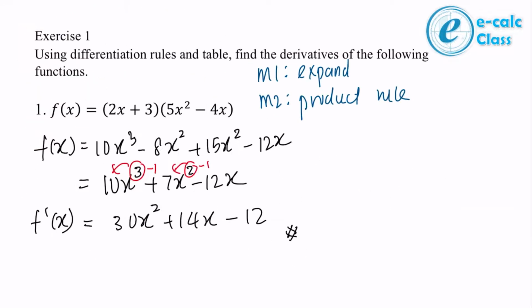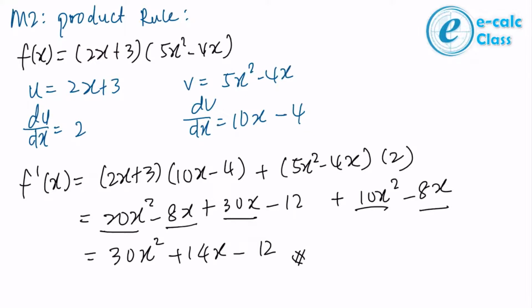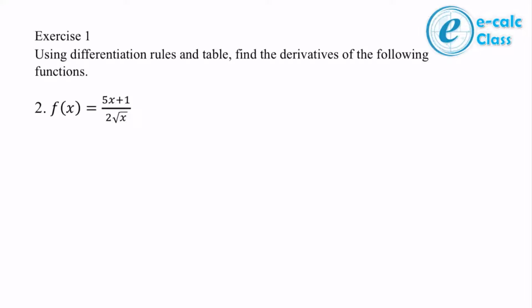Actually, both of them are quite simple, right? You don't have to do a lot of complicated stuff. Okay, then question number 2. Obviously, you see a quotient of two functions. So again, you need to know who's your u, who's your v.